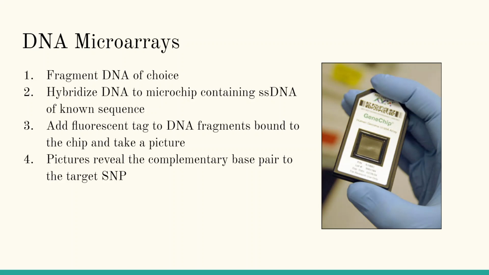So when we take a picture, the fluorescent tags will all show the complementary pair to the SNP of choice that we're looking at. You can also see if something is homozygous or heterozygous for that SNP by seeing if there's a mixture or a blend of fluorescent colors, because you're adding the entire genome.